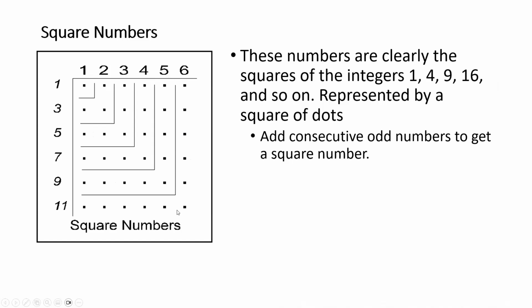This 6 is going to have 11 in its space, which is going to be 36. So if we add the consecutive odd numbers, 1, 3, 5, 7, 9, 11, these are consecutive odd numbers, we're actually getting the squares of these numbers. So that's pretty neat. Well, I think so.